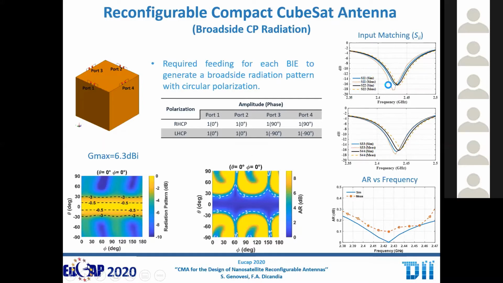So all the single ports are quite matched. This is an anticipation, so this is the comparison between the measurement and simulation of the axial ratio, which is quite good. The maximum gain is higher than 6 dBi, and here you can see some colored map again when we are pointing broadside. So each port has this feeding.